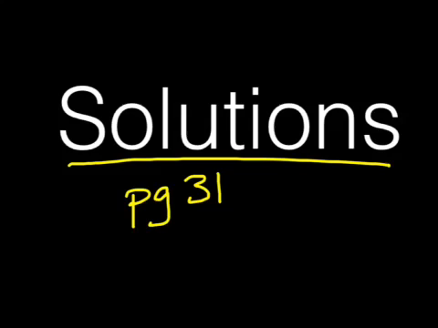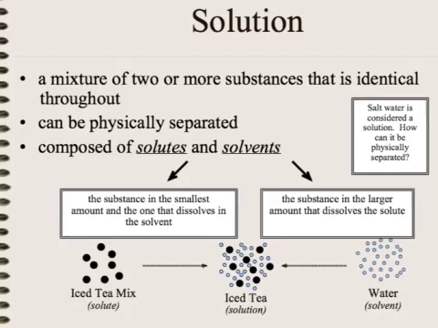And if you want to pause and do that now on page 31, set up your page, and then we'll get started. The first thing we need to do, of course, is define what a solution is. A solution is a mixture of two or more substances that is all the same, uniform throughout. And that should sound like a definition of a homogeneous mixture, and it is, because a solution is a type of homogeneous mixture. They can be physically separated, just like any mixture can.